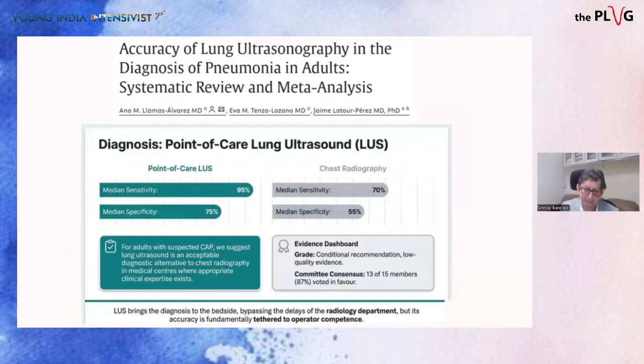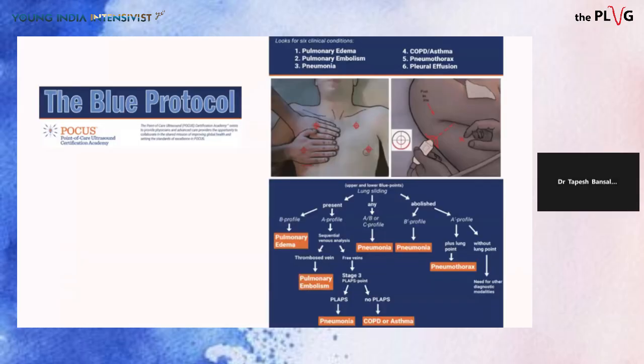And last but not the least, obviously, lung ultrasound and focused ultrasound nowadays, in proper hands, with a trained operator, can be a very useful tool which can be quick at the bedside, bypassing the radiology department. So we all know the BLUE protocol. I'm not going to go into detail on that.